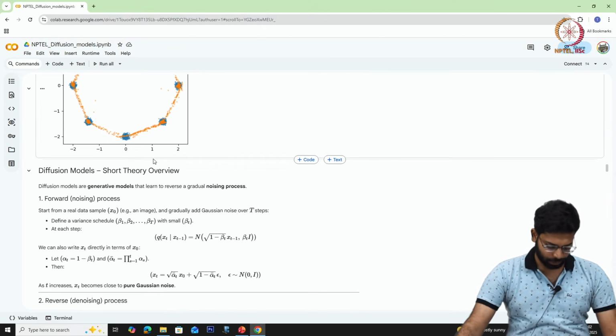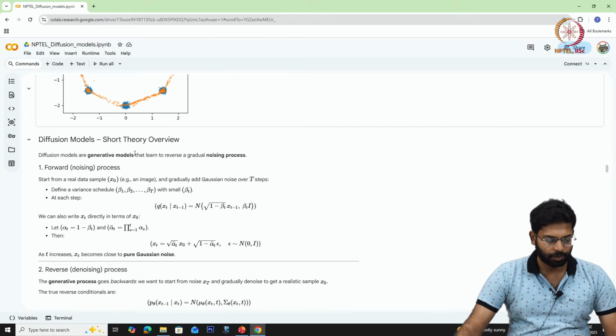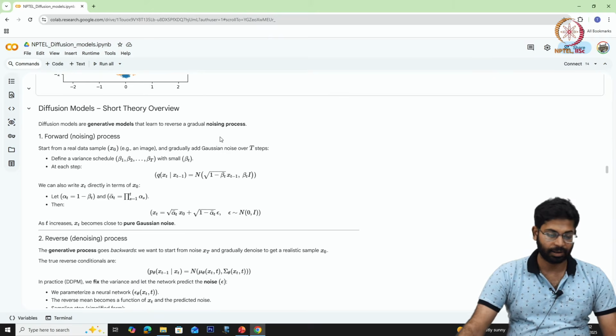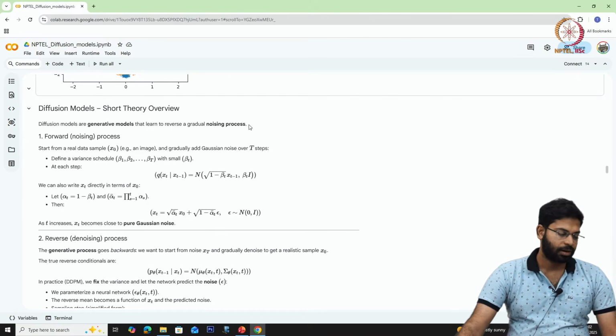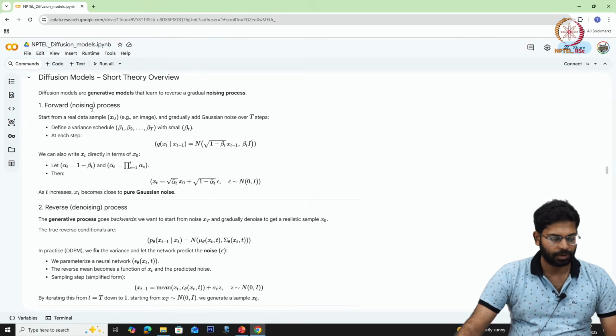So, a quick short theory overview. Diffusion models are generative models again, which will essentially try to learn the real data in a similar fashion, but in a different process. It uses a gradual noising process in learning that. So what happens here? First, it involves the forward noising process.